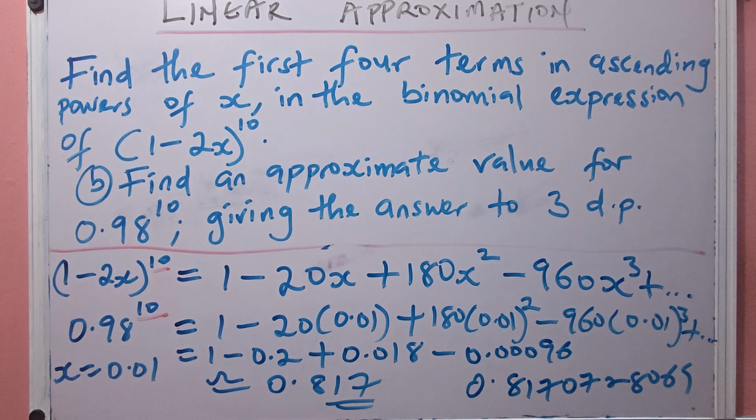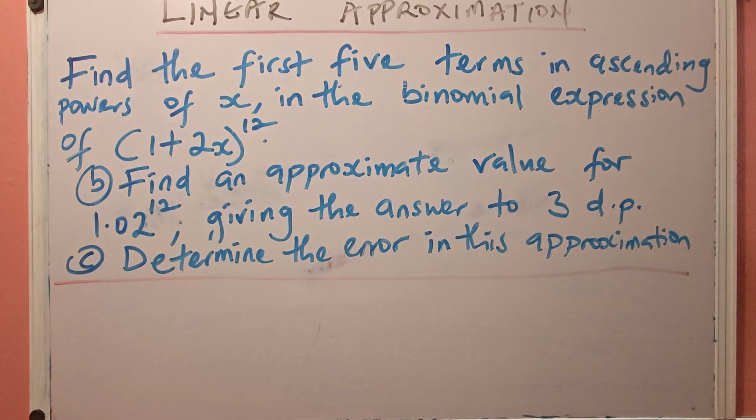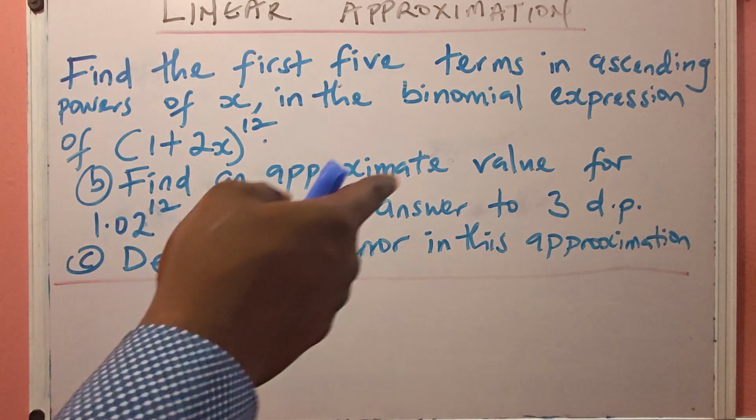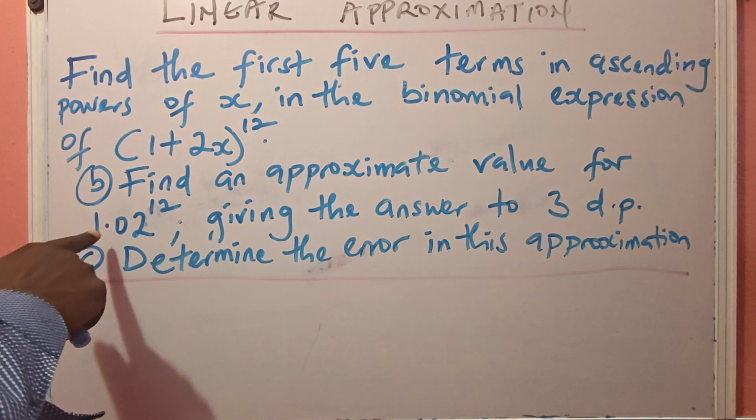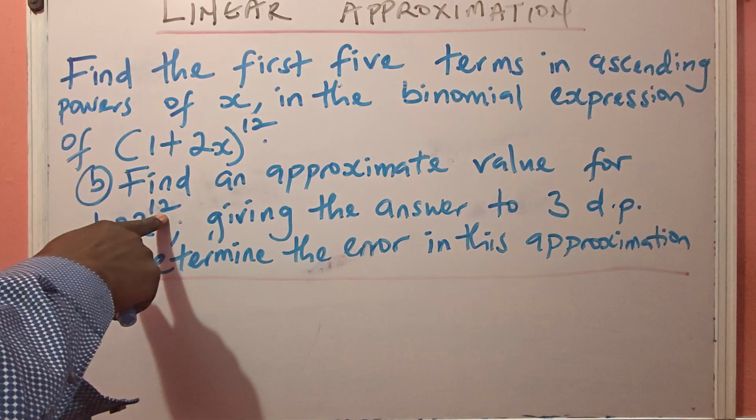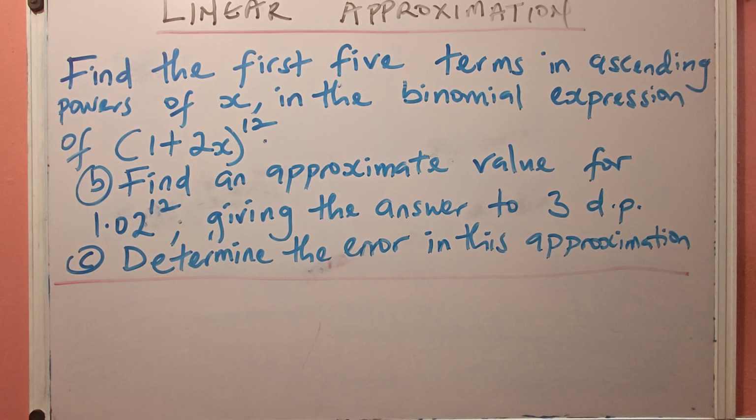Let's solve a question that has something like this, and let's see how to go about that. All right, let's see this particular question. Quite similar. You can see where to find the very first 5 terms in this particular question. And the expression is 1 plus 2x raised to the power 12. And I told you already, for you to find the approximate value, you have to have the same power. So you can see we are to find the approximate value for 1.02 raised to the power 12. And we're to give our answer to 3dp.